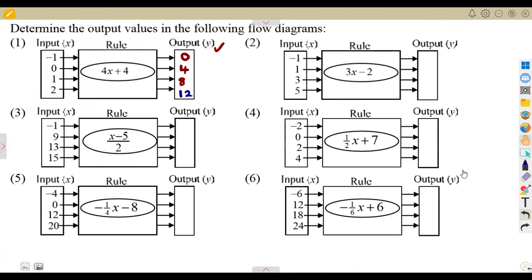So I want you to try as many questions. I want you to also try number 2. So this one, I want you to try this. All right, let's do number 3 together.